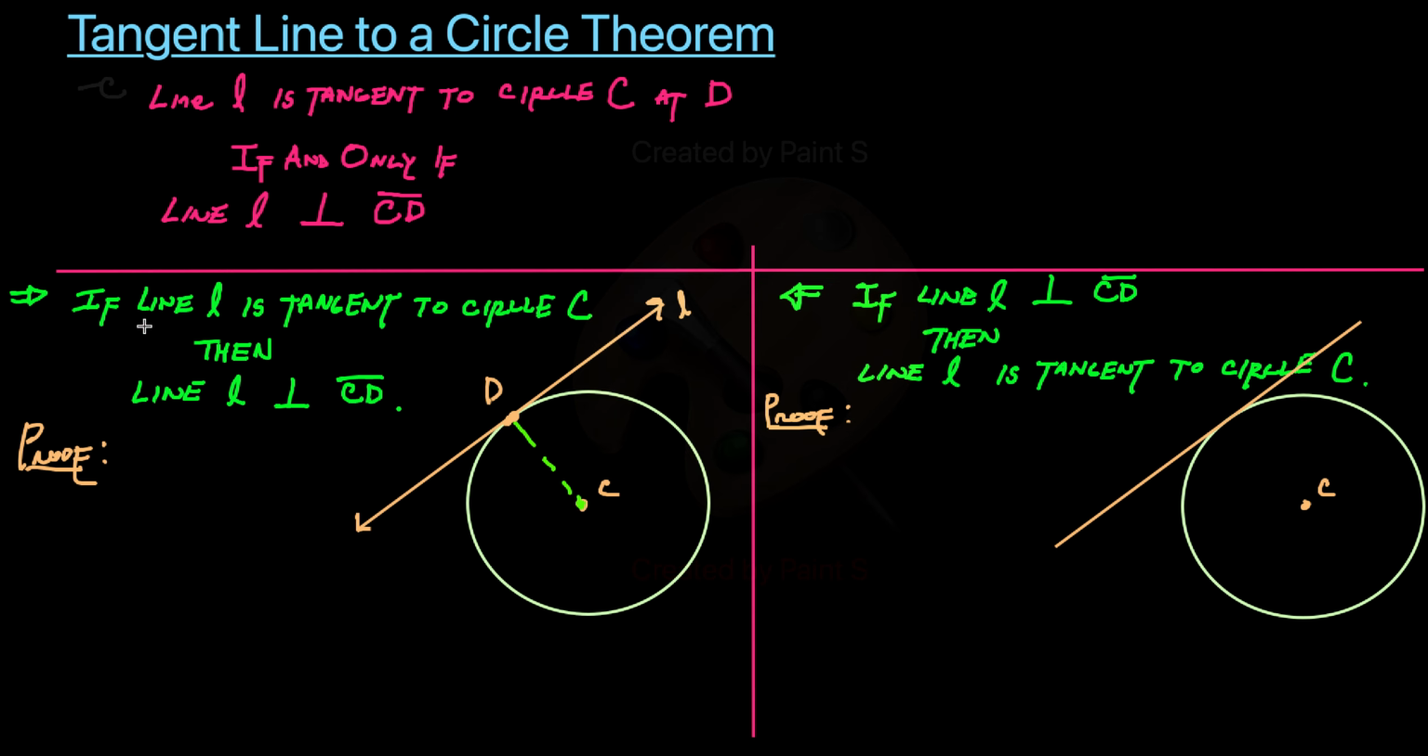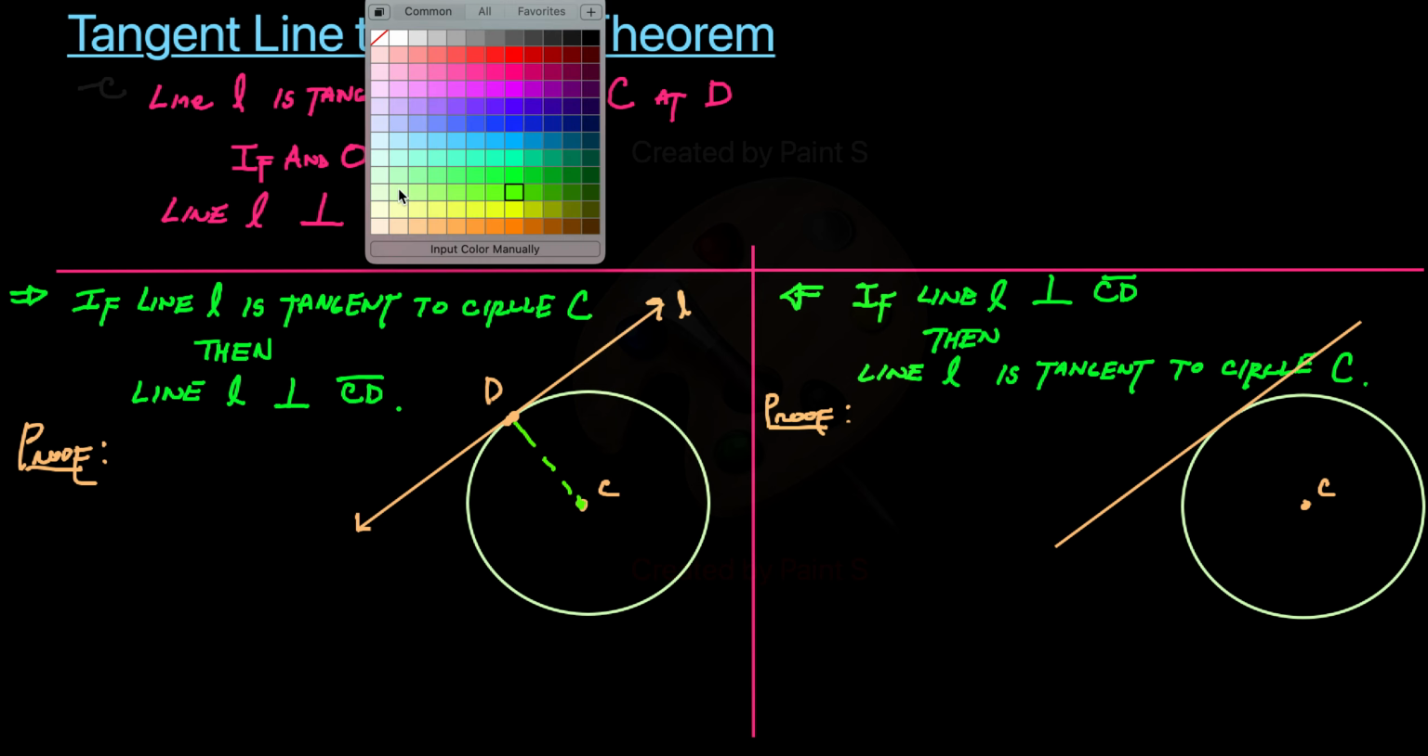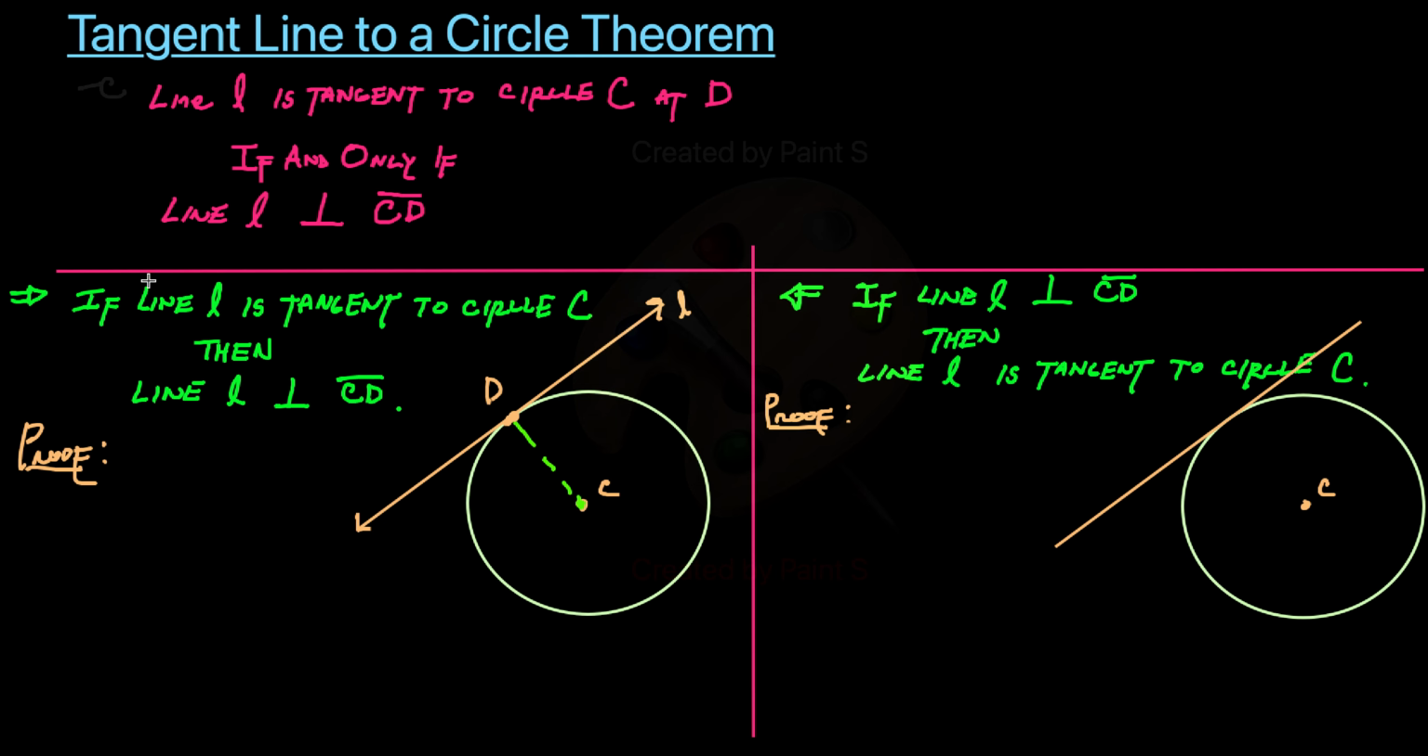So the one direction is: if line L is tangent to circle C at D, then line L is perpendicular to CD. In this case, we're given it's 100% true. It's always true, no assumption, just that line L is tangent to circle C. So there's one point that they share, point D. D is on L, and D is on this circle.